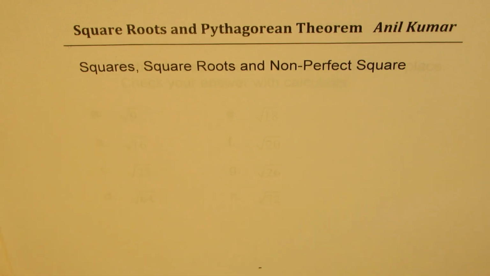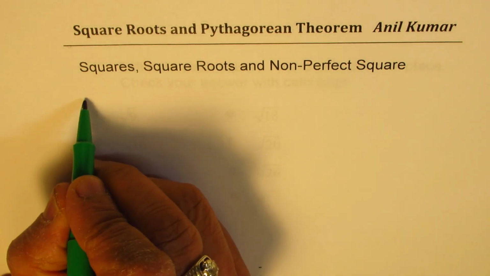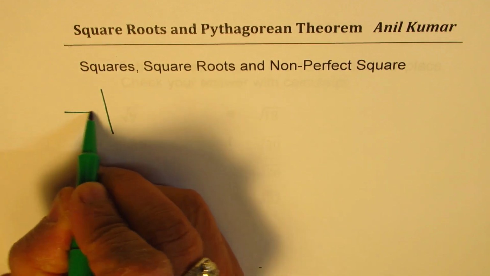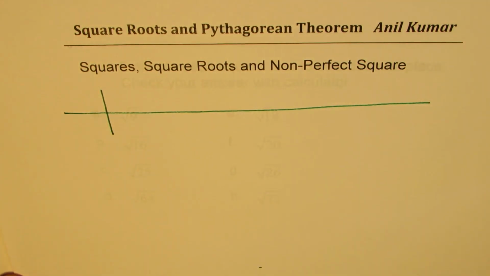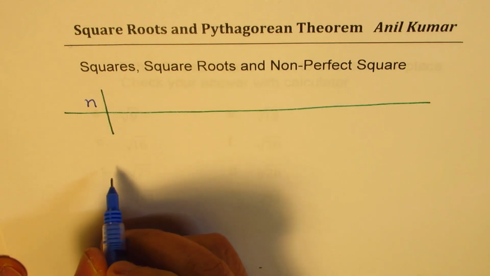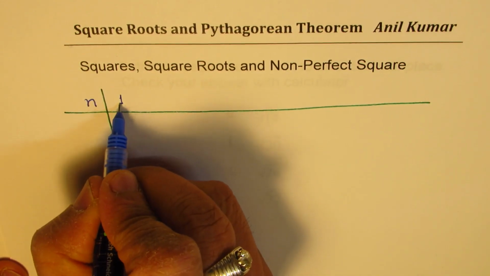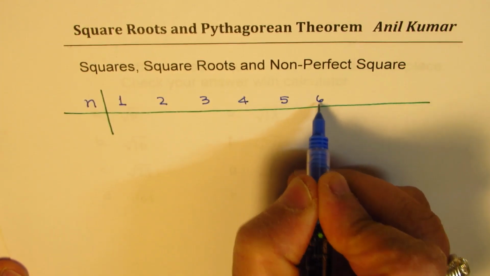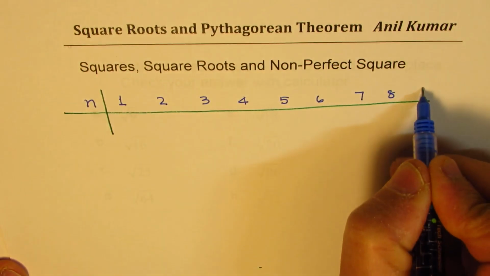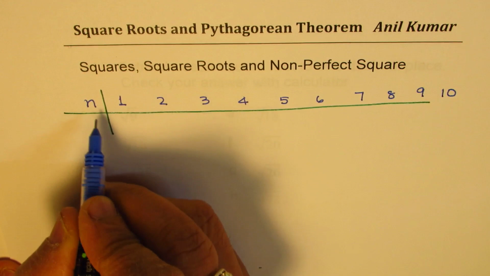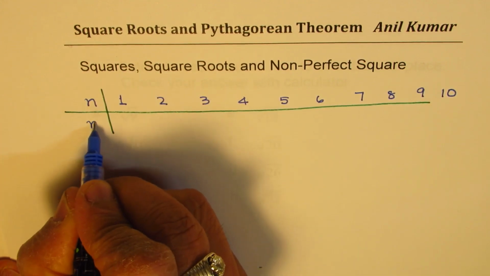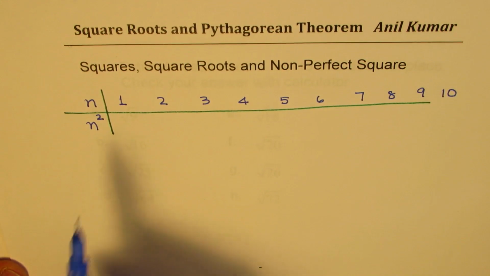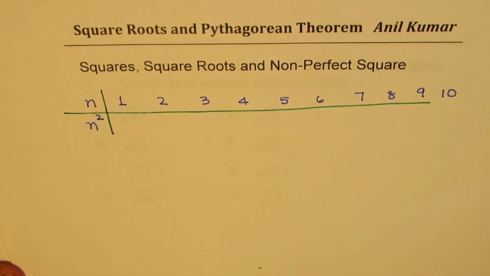Now, what are squares? Let's begin with very simple numbers. So what I will do here is make a table in which we'll write some numbers. Let me say n is any number. So I'll begin with numbers like 1, 2, 3, 4, 5, 6, 7, 8, 9, and let's say 10. Now, square of a number we'll write as n to the power of 2. So we have to read this as square of number n, right?